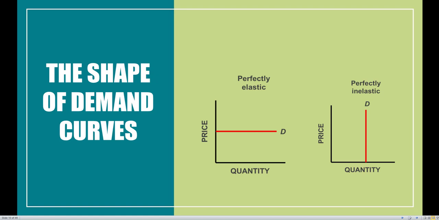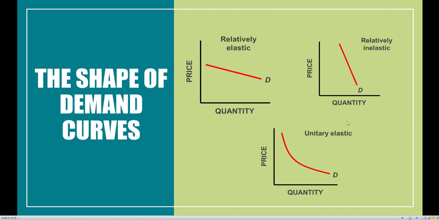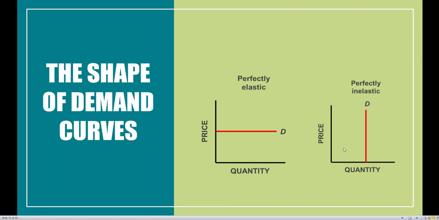So here are 5 different shapes that the demand curve can take, and it all depends on the price elasticity of demand. Are we price sensitive with relatively elastic demand? Remember, it's pretty flat. Are we price insensitive with a steep demand curve and relatively inelastic demand? Are we unitary elastic where we have a curved, convex demand curve? Are we perfectly elastic with a horizontal demand curve? Or are we perfectly inelastic where we have a vertical demand curve?